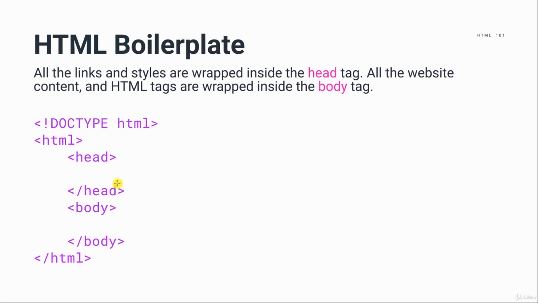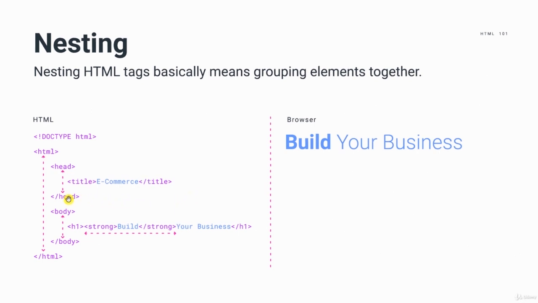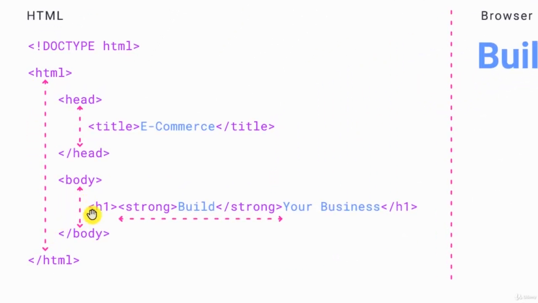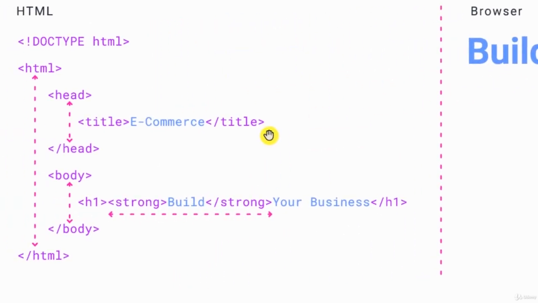So we usually wrap our content inside the body, and we always wrap our links and meta tags inside the head tag. So what is nesting in HTML? In HTML, nesting basically means everything is nested inside one another. So in order for you to write this, build your business, you just have to write this whole thing, which is exclamation doctype HTML, and then you write the HTML tag, open the head tag, open the body tag, have the title in the head tag and write e-commerce, and have the body tag open and write an H1 tag and write build your business.